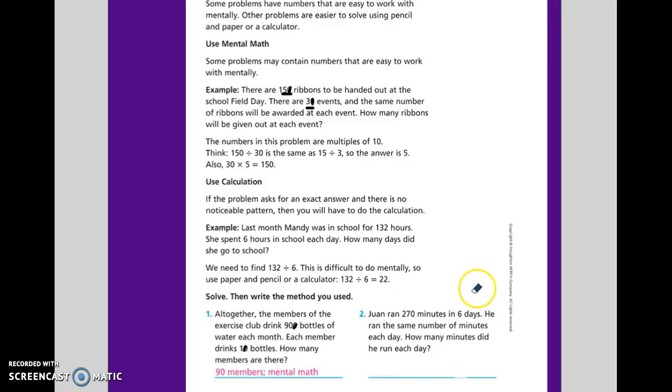How about this one? Juan ran 270 minutes in 6 days. He ran the same number of minutes each day. How many minutes did he run each day? All right, so think about it, you have to do 270 divided by 6. Can you easily calculate that one in your head? Great question. Go ahead and pause and think about it.